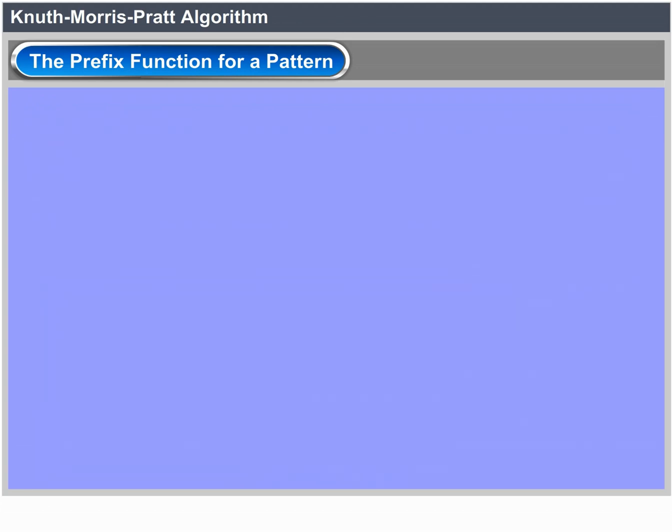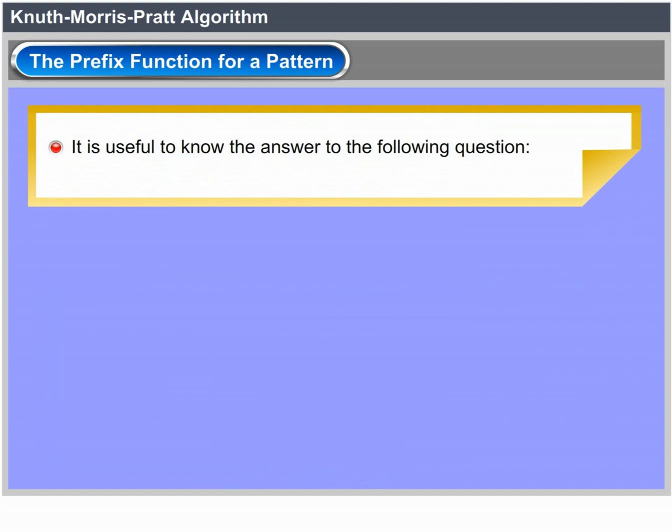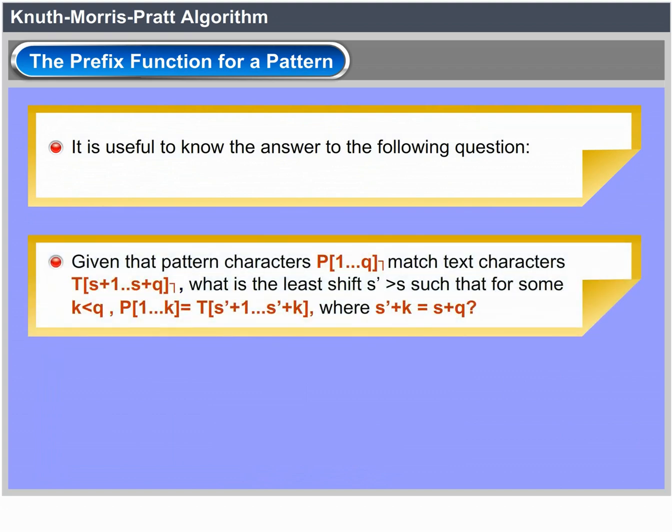It is useful to know the answer to the following question. Given that pattern characters P[1..q] match the text characters T[s+1..s+q], what is the least shift s' > s such that for some k < q, P[1..k] = T[s'+1..s'+k], where s'+k = s+q?